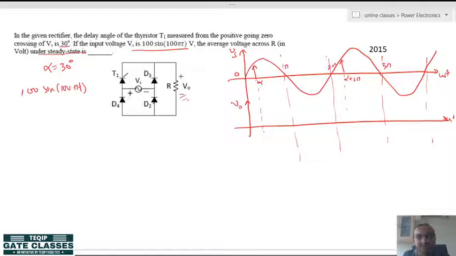But since the thyristor is not conducting, all 4 switches are off and the load and source are disconnected. It means the average output voltage will be 0. But as soon as, at alpha, you give the gate pulse to thyristor T1, the load will be connected to the source and the output will follow the source. So, you will get output voltage like this.